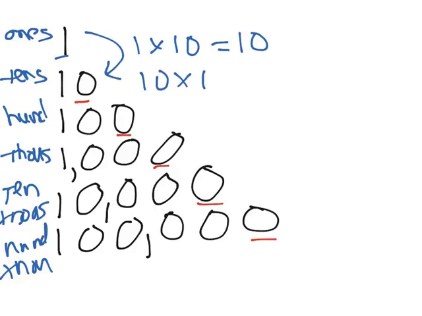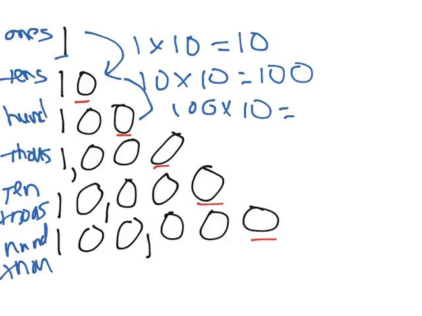10 times 10 equals 100. Place value change. 100 times 10 equals 1,000. New place value change. Every single time, if you go from 100 to the thousands, you will multiply by 10. If you go from 10,000 to 100,000, you multiply times 10. Every place value is a change of 10, is a multiple of 10.